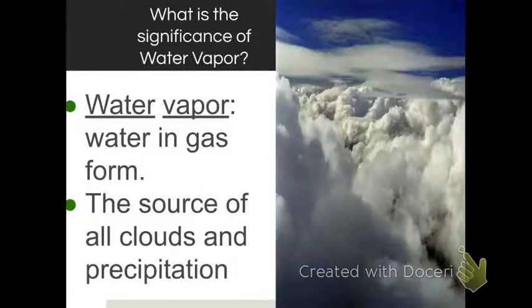Especially, a lot of times there's water vapor in the air and you don't even realize it, but you would really notice it if it's humid. So Greenville has very hot, humid summers, and you can feel that water vapor. You can also see some of the water vapor, or evidence of it, moving through the sky when you look at clouds. So the source of all clouds and precipitation is water vapor.